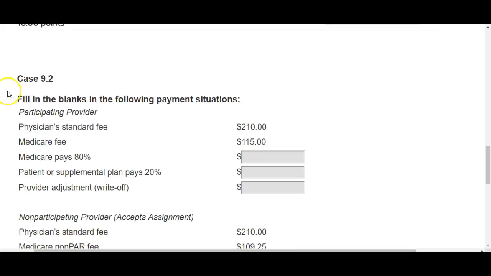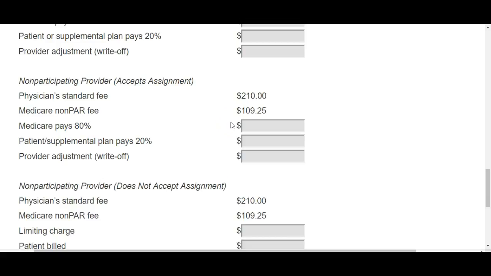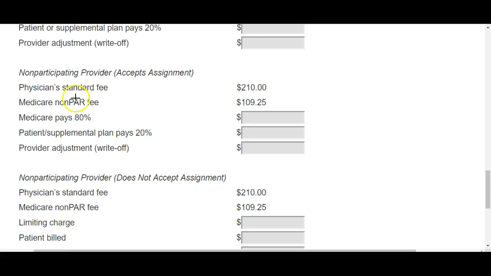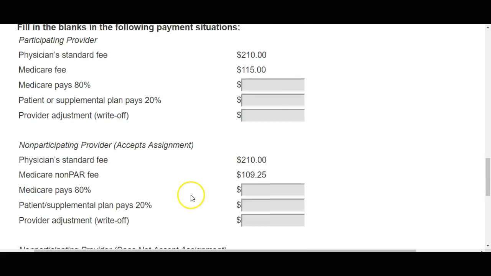Now, I would like for you to note, let me see if I can get my little highlighter here, that this is a participating provider. That's very important. Also here, we're going to note that that's a non-participating provider, and down here, lastly, we're going to note that this is a non-participating provider that does not accept assignment. So those are key things that we need to remember as we're working through these problems, because that's going to make a big difference in the amount that the patient is responsible for.